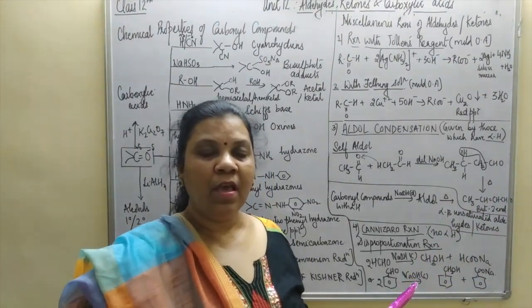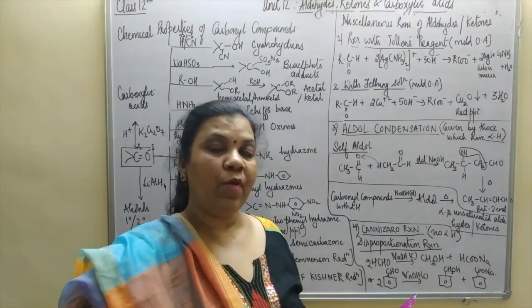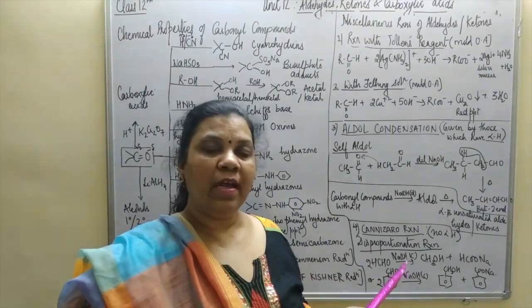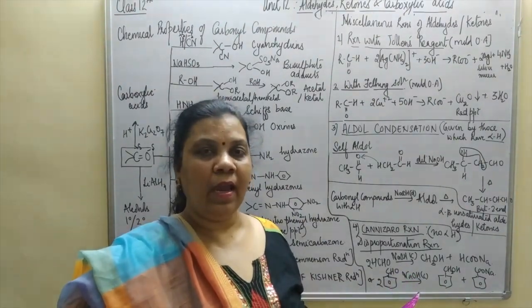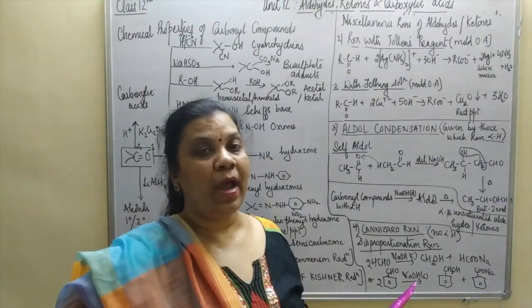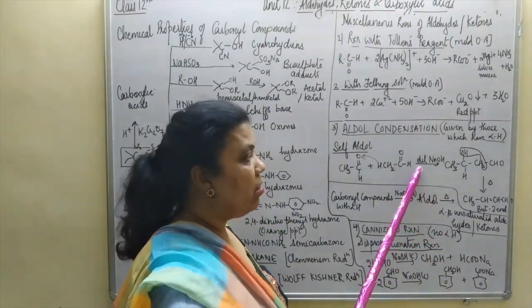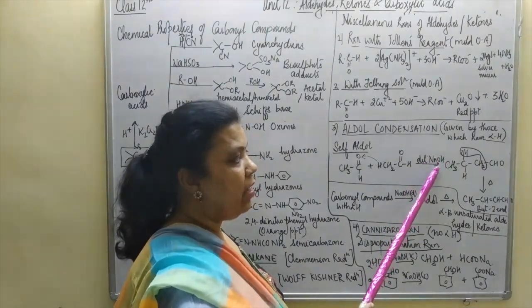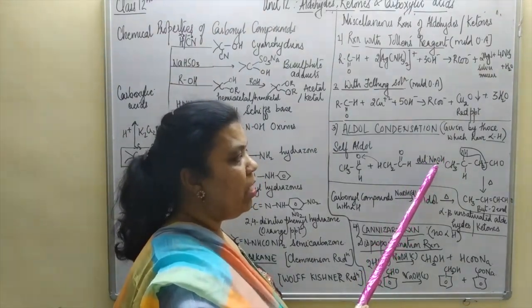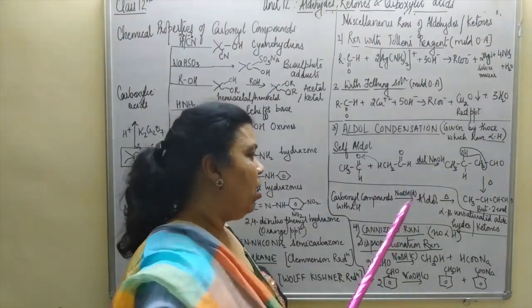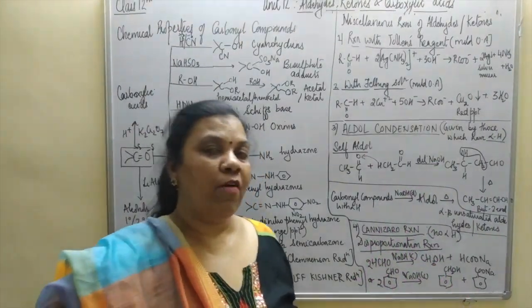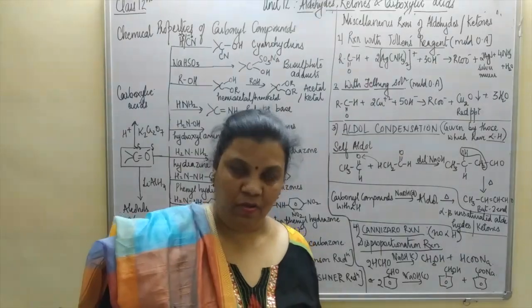Trivial name is crotonaldehyde. So if a question comes, how will you convert acetaldehyde to crotonaldehyde? It should click at once in your mind that we can apply aldol condensation. Remember, it occurs in the presence of aqueous alkali or dilute NaOH or dilute KOH. Next and last reaction of this is the Cannizzaro reaction.